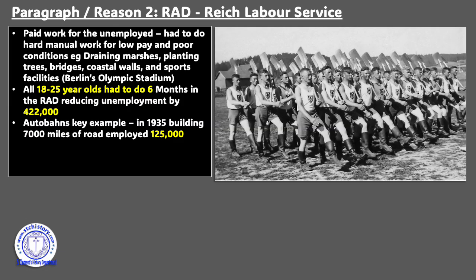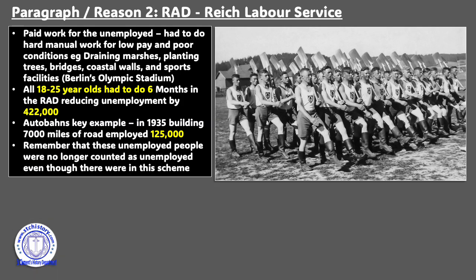So then the Autobahn would be another good example of the RAD labour service. In 1935, they built 7,000 miles of road, which employed a further 125,000 people. So I suppose you could argue that's a proper job. But that's another chunk off the unemployment figure. So these unemployed people were no longer counted as unemployed, even though this was just a little scheme to make sure that 18 to 25-year-olds had to do it.